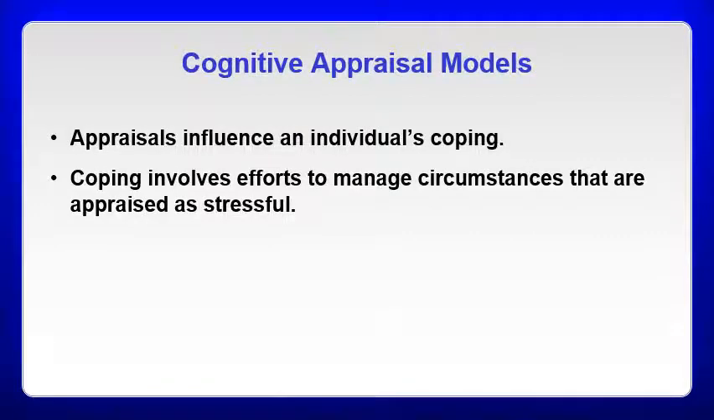So when we look at cognitive appraisal models, the appraisals influence an individual's coping. There are basically two appraisals that happen. There's a primary appraisal, which is an assessment of things like benefit, threat, harm, and loss with respect to the challenge, and how that will impact the individual who's injured. And a secondary appraisal, which assesses the coping options available.